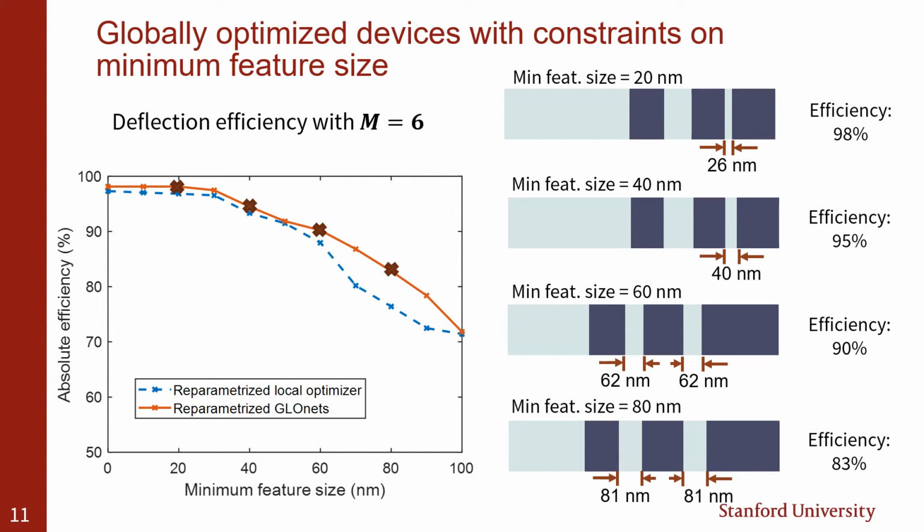Here we show globally optimized devices with different minimum feature constraints. The top right device is the global optimal device when we set the minimum feature size as 20 nanometers. It is the same device we get from unconstrained global optimization, as well as other optima with minimum feature sizes equal to or smaller than 20 nanometers. We can also see a general trend that as we increase the minimum feature size constraint, the globally optimized performance decreases. This is simply because we are searching within a smaller design space as we increase the constraints.